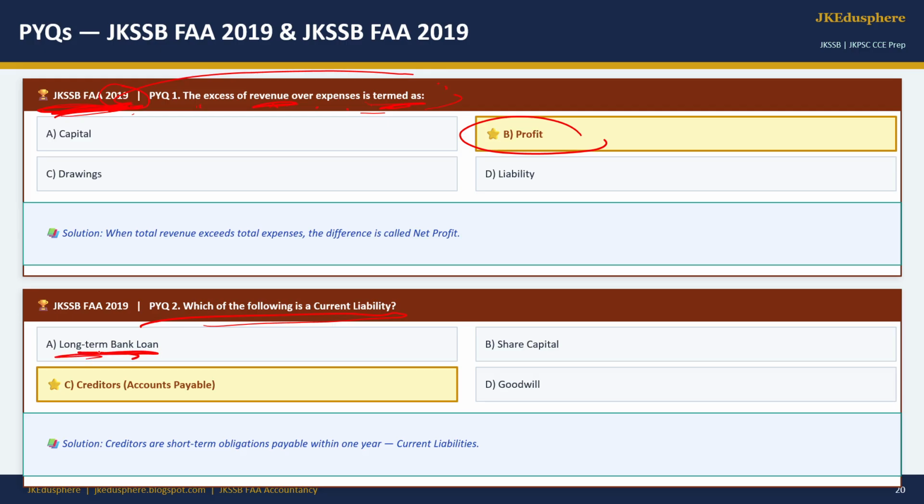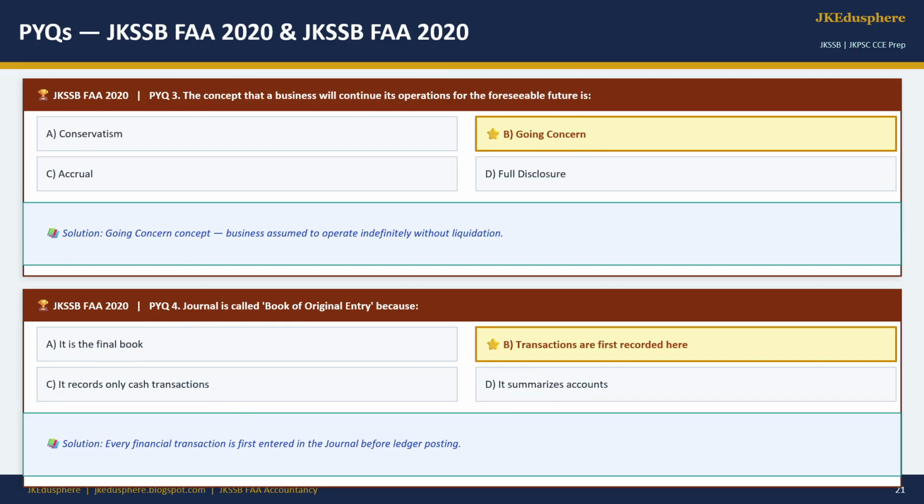Which of the following is a current liability? Long-term bank loan, share capital, goodwill. Goodwill is not even a liability. Goodwill is an asset. All right. We will see liabilities in the upcoming lectures itself.